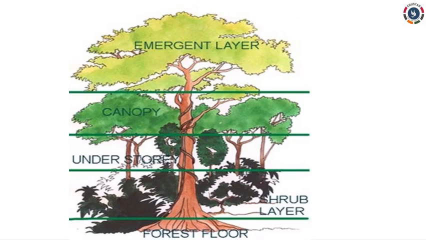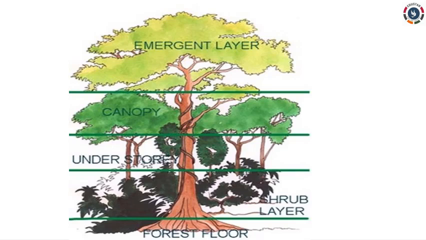Small trees, shrubs and creepers grow in this layer. Some vines use trees to climb up and get sunlight. Many animals such as birds, monkeys, frogs and a variety of insects live in this layer.